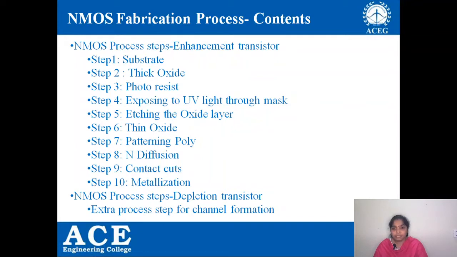So those are taking a substrate and taking thick oxide layer, photoresist, exposing this photoresist to UV light through the mask and etching that oxide layer, thin oxide layer, polysilicon and diffusion, contact cuts and metallization we have in the fabrication of NMOS enhancement mode transistor.